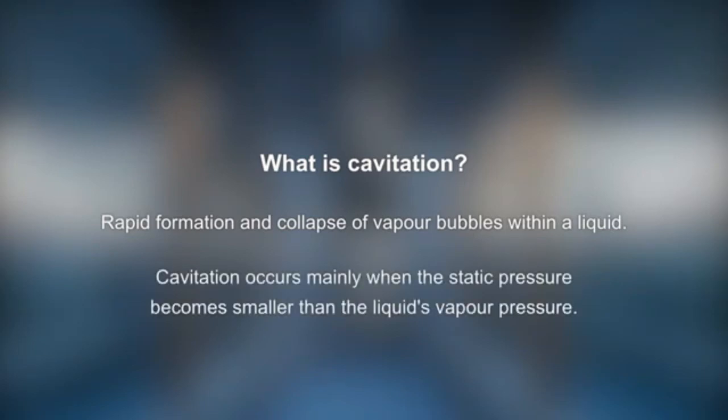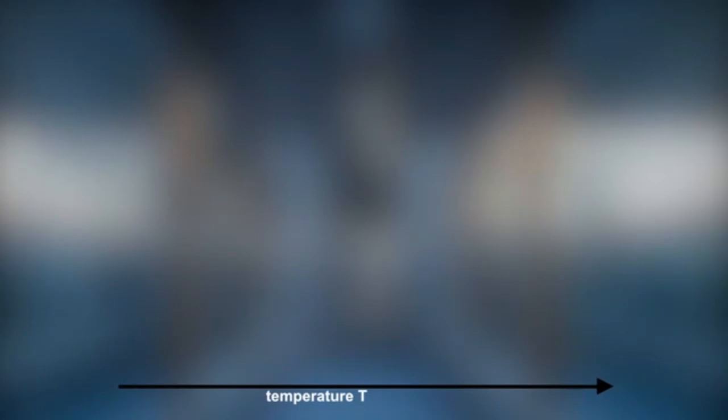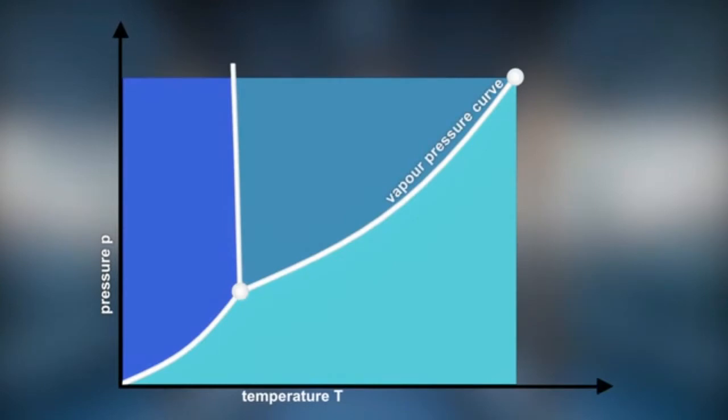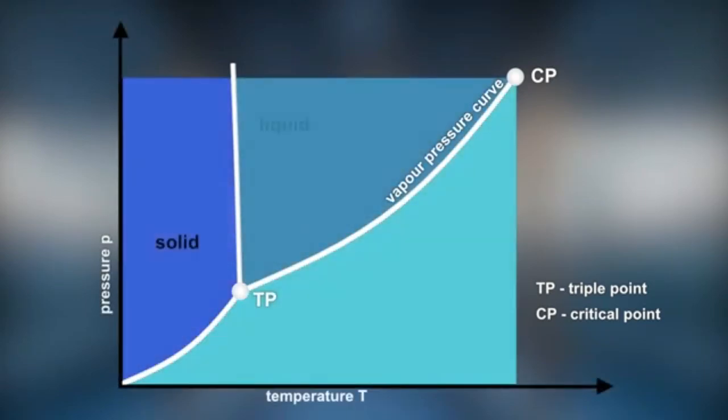Such cavitation bubbles are formed mainly in locations within the liquid where the static pressure becomes smaller than a liquid's vapor pressure. The phase diagram of water shows if water is in its gaseous, liquid or solid state, depending on temperature and pressure. The horizontal axis of a diagram represents temperature, while its vertical axis shows pressure. The vapor pressure curve is part of a phase diagram. It indicates at which pressures and temperatures water evaporates from liquid to vapor or condenses from vapor to liquid.